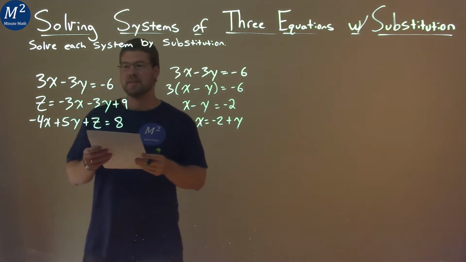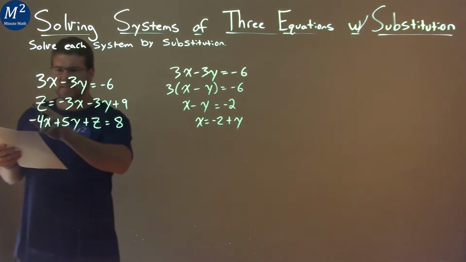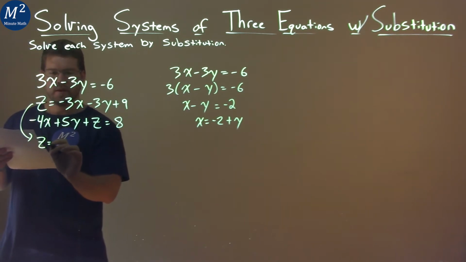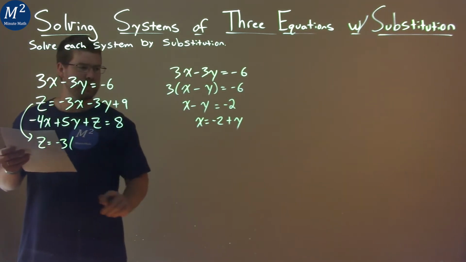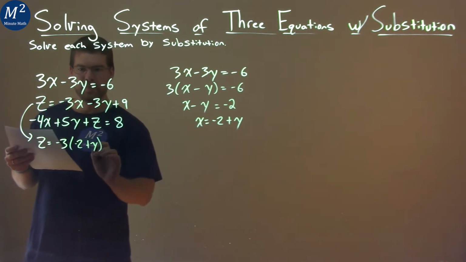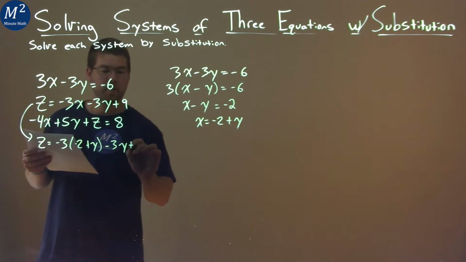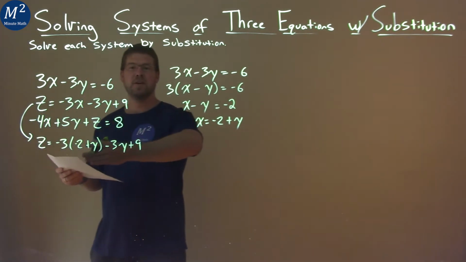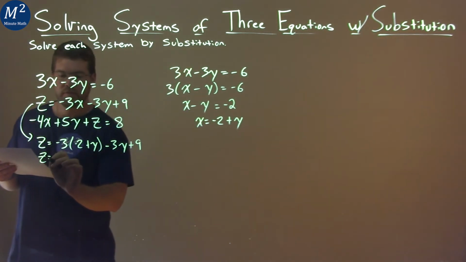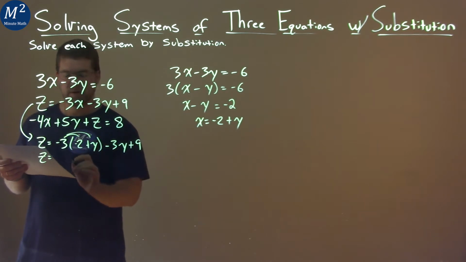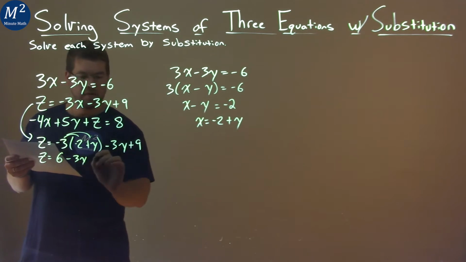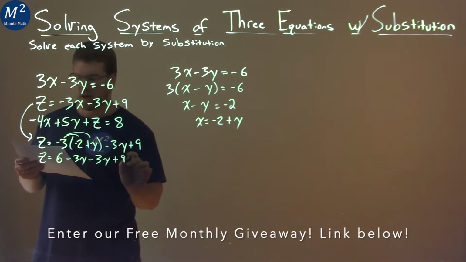Let's try to get z in terms of y. So our second equation, let's rewrite it down here: z equals negative 3, and instead of x, I'm going to use the x value that we found, negative 2 plus y. Then we have minus 3y plus 9, and now look at this, we have z in terms of just y. So let's simplify where we can. Z equals, distribute the minus 3 to both parts here, and we have a positive 6 and then a minus 3y. This minus 3y comes down, and we have plus 9.